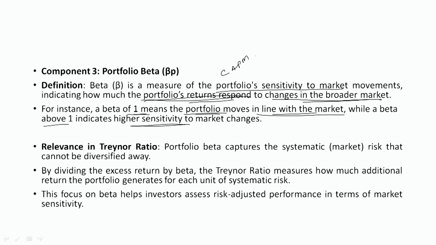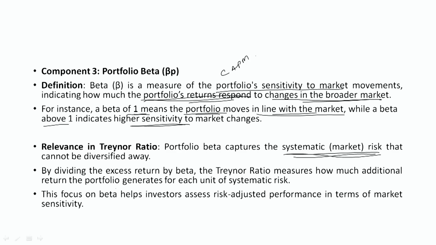So beta represents the amount of risk parameters which is existing in the market, which is a combination of different factors. Okay, and based on that, how my particular portfolio is behaving, that is what I'm trying to calculate in portfolio beta. What is the relevance of portfolio beta in Treynor ratio? It identifies the systematic risk which cannot be diversified. That's the meaning of it, okay, because it's market driven.